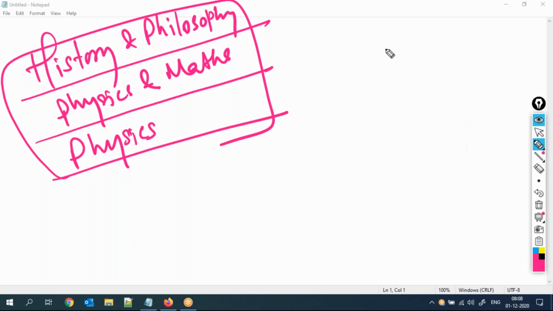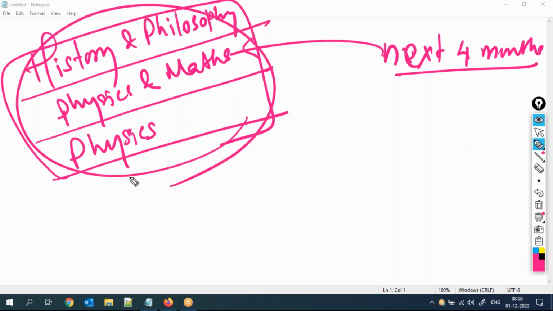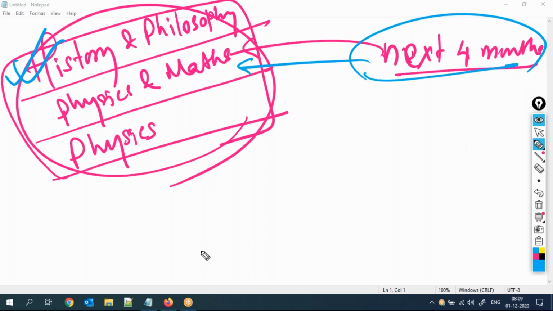Next 4 months, unfortunately, we will have to focus more on this, so that we cover almost all the concepts of physics and maths which you need in undergraduate or pre-graduate level. Next 4 months would be sufficient to cover everything. And then we will start probing everything with the help of history and philosophy. So next 4 months, I will focus more on this.